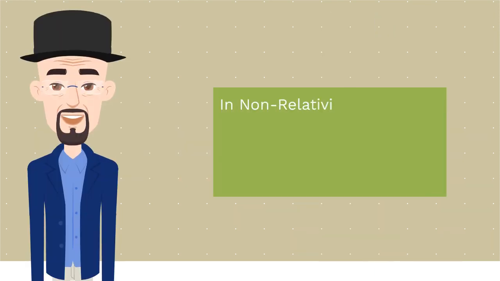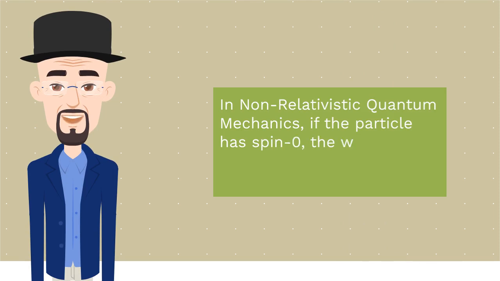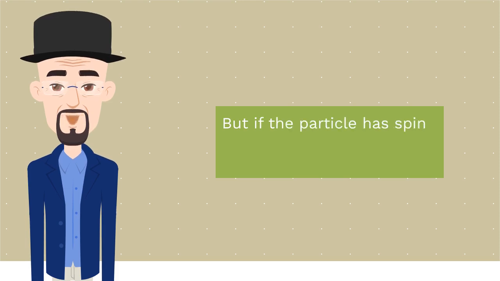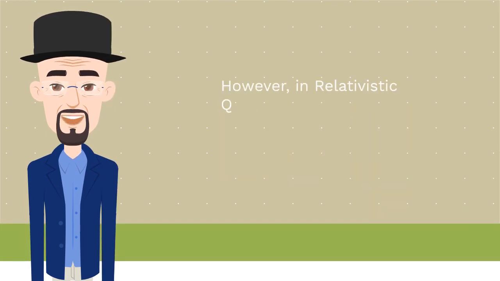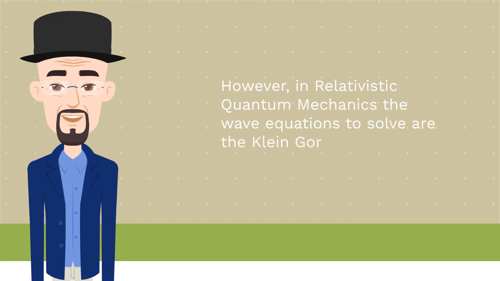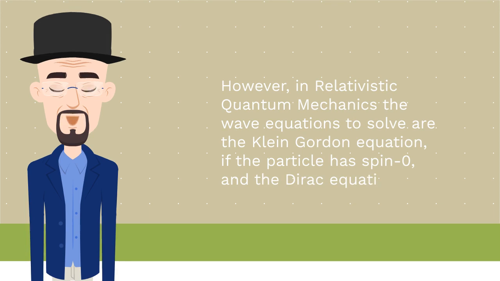In non-relativistic quantum mechanics, if the particle has spin 0, the wave equation is the Schrödinger equation. But if the particle has spin half, the wave equation is the Pauli equation. However, in relativistic quantum mechanics the wave equations to solve are the Klein-Gordon equation, if the particle has spin 0, and the Dirac equation, if it has spin half.